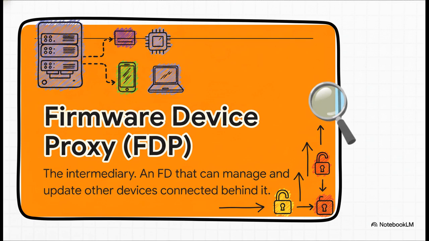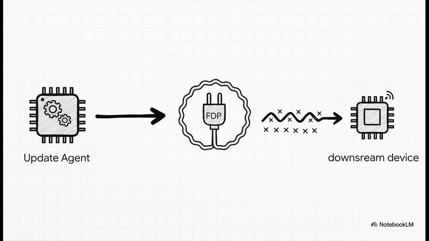It can act as a translator or an intermediary for other components that are connected behind it, components that might not even speak PLDM themselves. And the way it works is just beautiful. The update agent talks to the FDP using normal PLDM commands, just like any other update. Then the FDP takes that firmware and handles the tricky business of updating its downstream device, using whatever special protocol that device needs. It means the UA doesn't have to know the messy details. It just works. It's incredibly flexible.